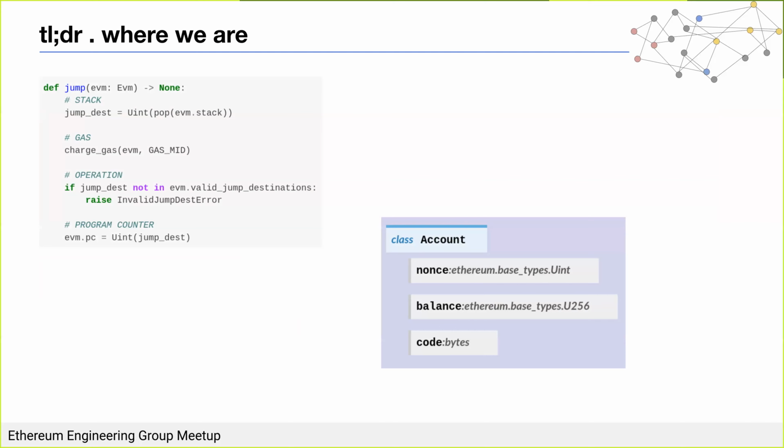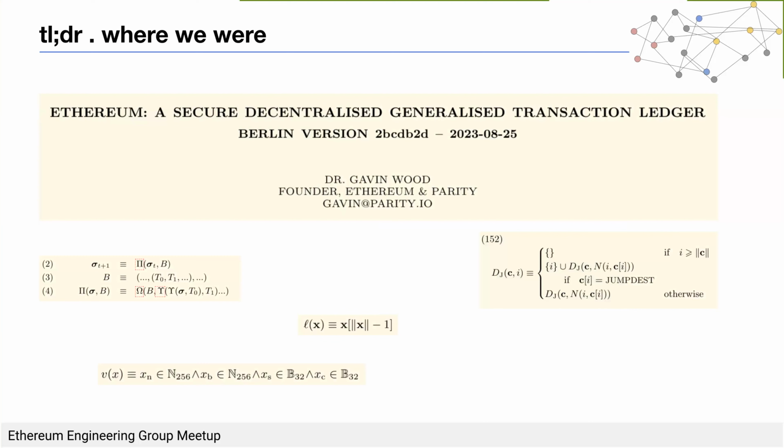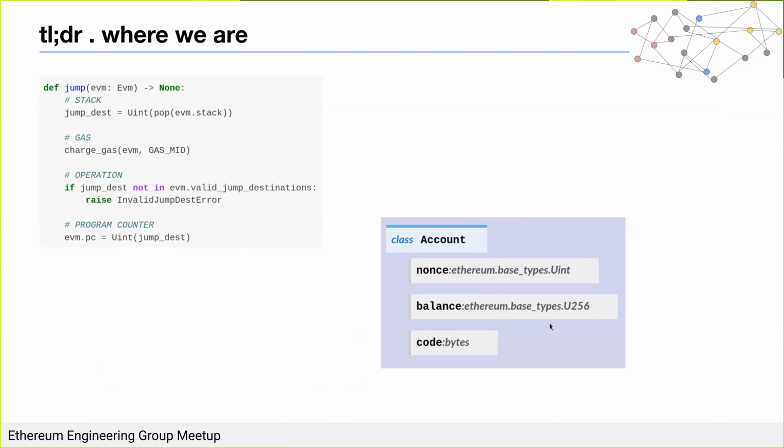But this is an example of what the jump instruction looks like. And if we look at the previous slide, this 152 formula is the jump instruction in the Ethereum yellow paper notation. Each instruction is split into chunks here. We have stack manipulation, then gas calculation, the actual implementation of the operation, and then modifying the program counter. We also have an example of what a data structure looks like in Eels. It's just a regular Python class, fully type annotated. And if you're familiar with Python at all, it's going to be very easy to read.